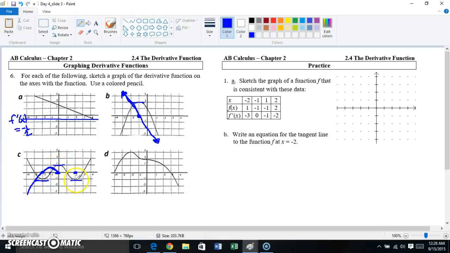Okay, between 0 and 2, it kind of does the same thing, but in reverse. We've got negative slopes, right? Negative small, negative big, negative small, 0.